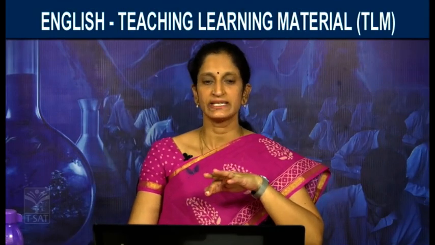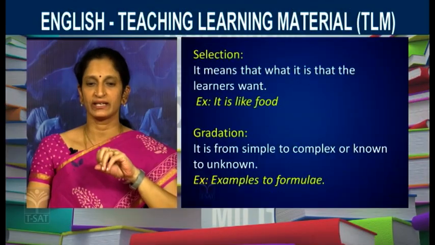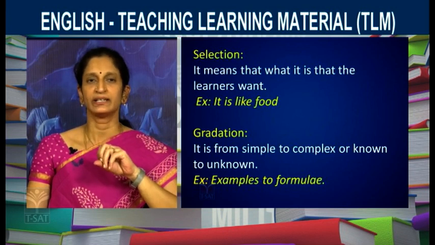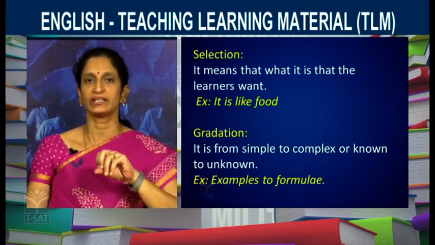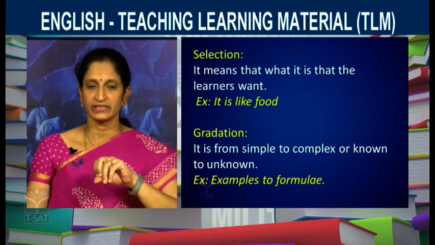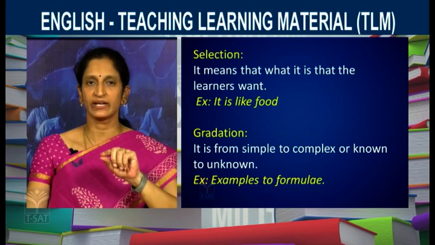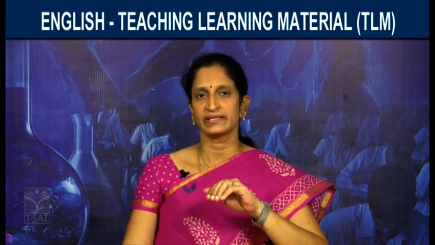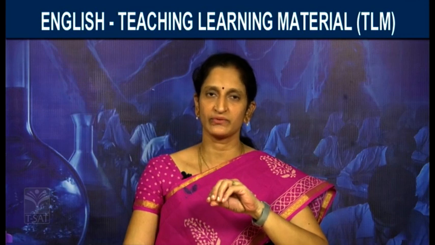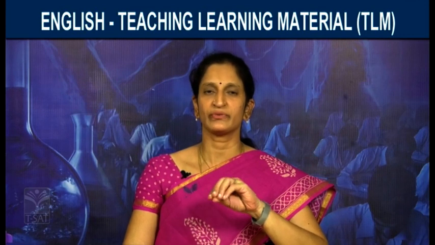So look into the selection. Selection is nothing but what the learners want, exactly what the learner wants. For example, it is like giving food to a child. At the basic level, when the child is around 3+ or 5+ years, as a parent, we have to look into what type of food we have to provide for them.